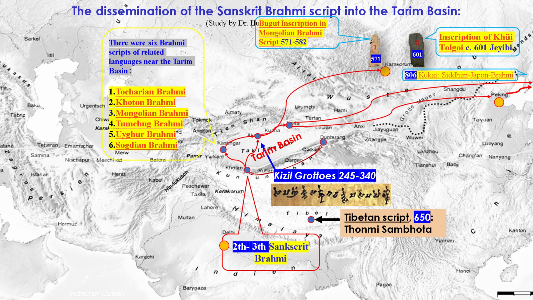They include Tocharian Brahmi, used for the Tocharian languages; Khotanese Brahmi, adapted for the Saka Khotanese language; Mongolian Brahmi, notably used for Mongolic languages, such as in the Khüis Tolgoi inscriptions; Tumshukese Brahmi, a variant used for Eastern Iranian Tumshukese; Uyghur Brahmi, employed to write Old Turkic or Uyghur texts; and finally, Sogdian Brahmi, which was used for both Sanskrit and the Sogdian language.